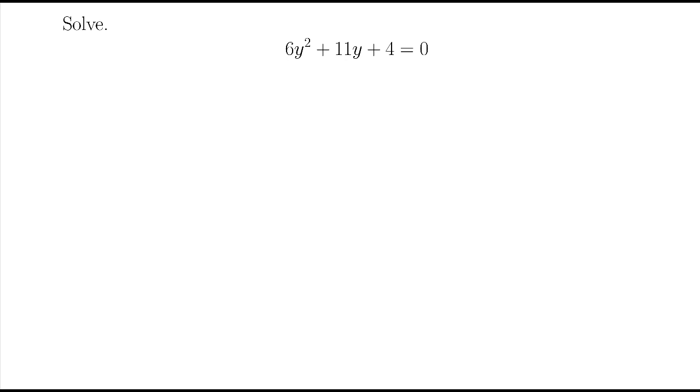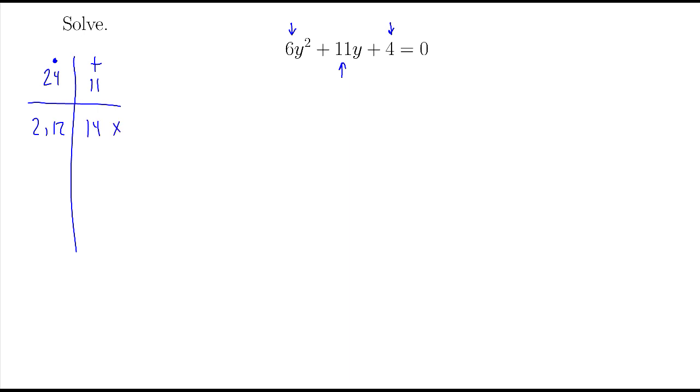Remember, if we're doing the AC method here, we have to start off by multiplying 6 times 4. 6 times 4 is 24, so I need two numbers that multiply together to give me 24, but add together to be 11. Okay, so I'm going to list out some numbers that multiply together to equal 24, but add together to be 11. The first numbers that come to mind are 2 and 12. 2 times 12 is 24. 2 plus 12 is 14, so that's not quite what I need.